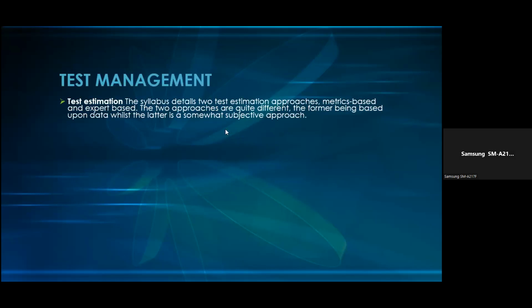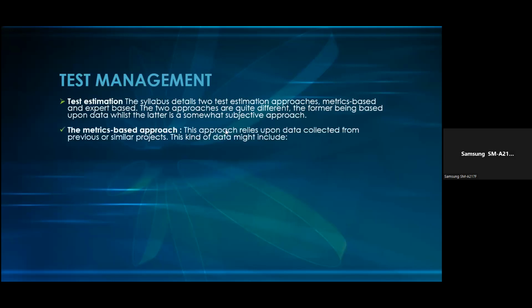There are two test estimation processes. We've talked about it already: metric-based and expert-based. These two approaches are quite different, the former being based upon data, while the latter is somewhat subjective in approach. So let's take the first one, the metric-based approach.